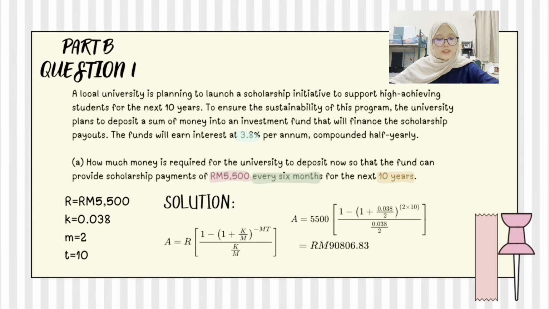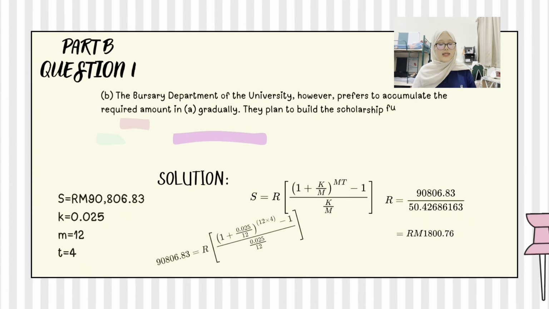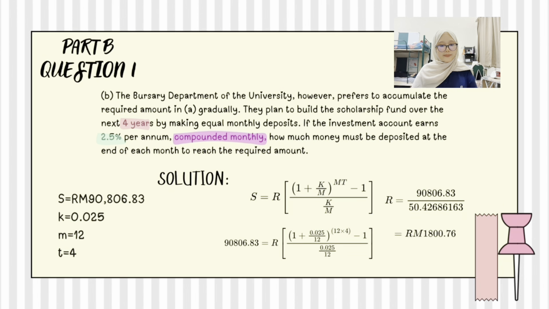After substituting all the values into the formula, the amount required now is 90806.83 ringgit. This means the university must deposit 90806.83 ringgit today, so the fund can pay 5,500 every 6 months for 10 years. So, let's move to question 1, part B.